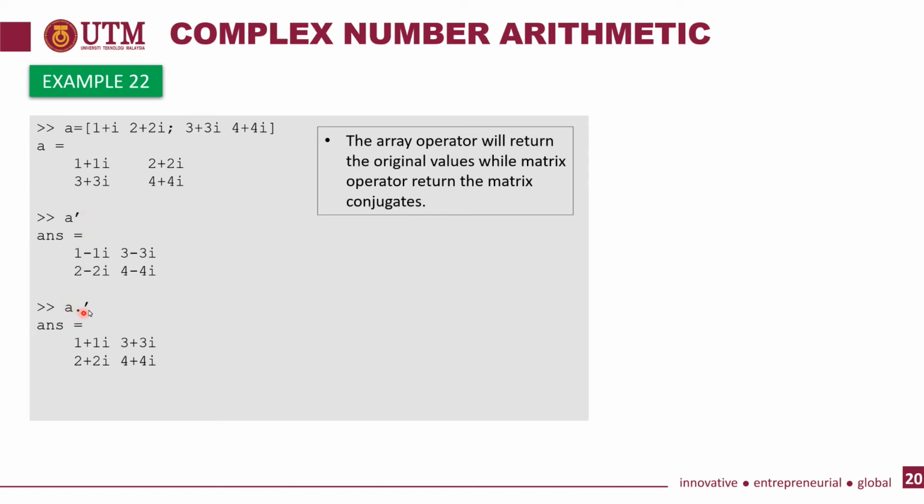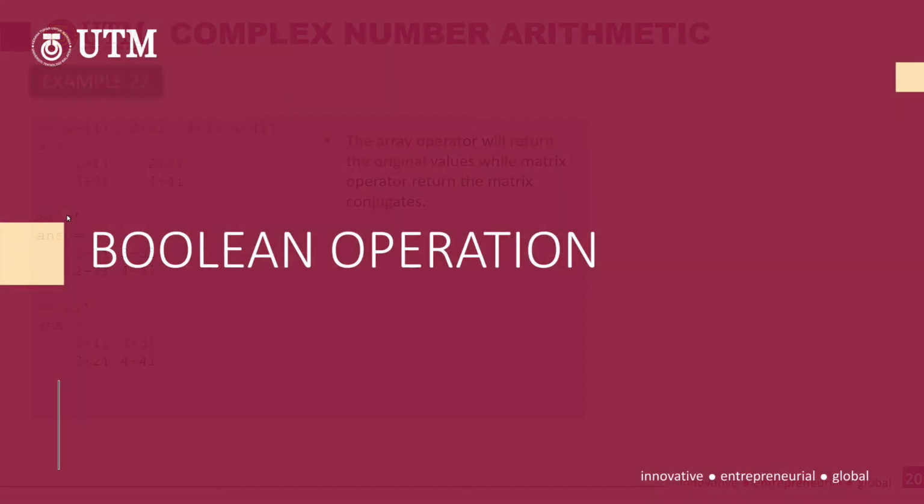And when we execute the syntax A dot transpose, it will execute a simple or general type of transpose, where it will only move the different columns into different rows. 1 plus 1i and 2 plus 2i in a row will move into different rows, without changing any sign of the operations. So you need to use dot transpose for this. This is the general transpose, and this is the complex conjugate transpose.